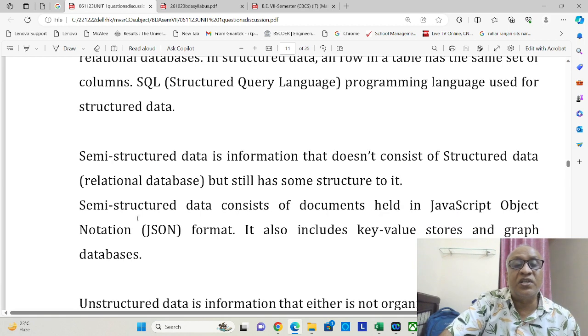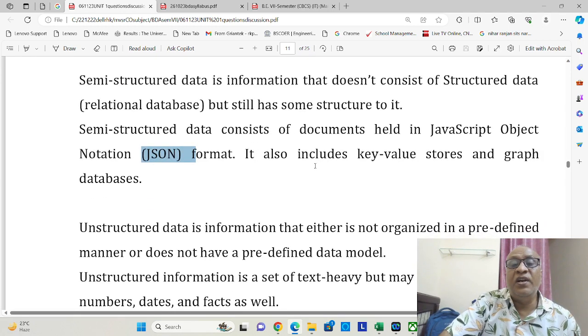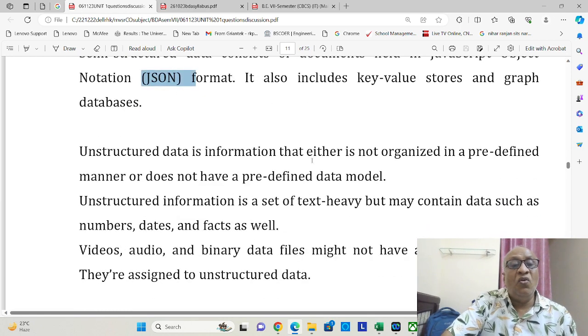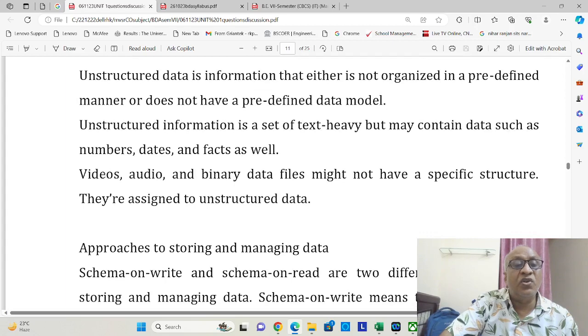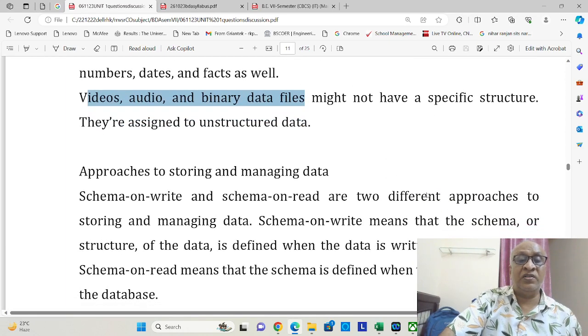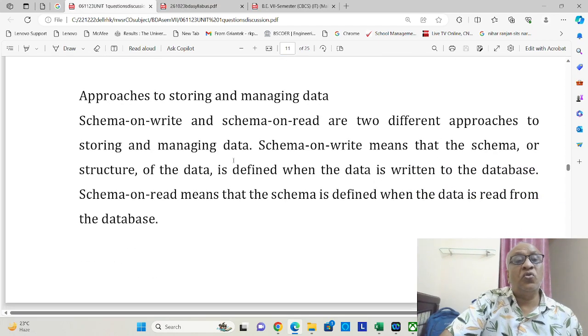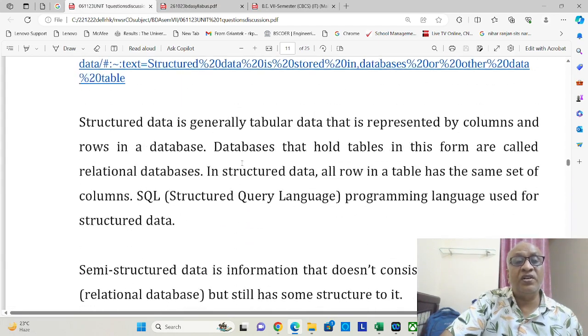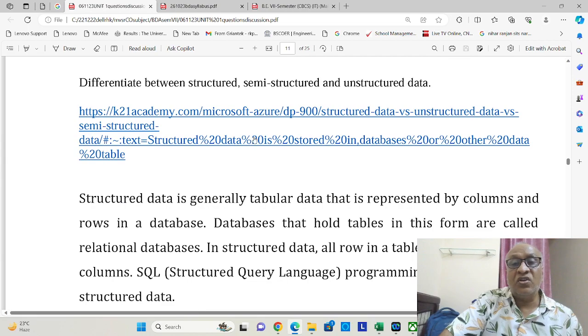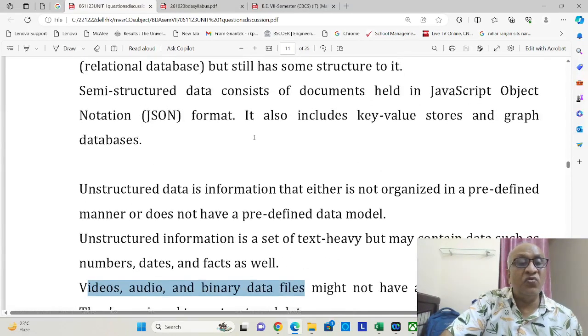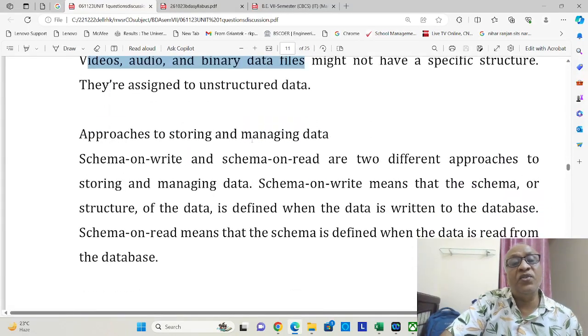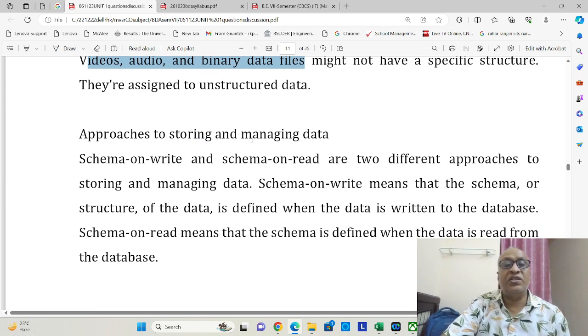What is semi-structured data? Your JSON files, your XML files, email headers and contents. These become semi-structured files. What is unstructured data? Your videos, your audio, your binary data files will be unstructured data. So as you have different types of structure of the data, you also have different approaches to store and manage this data.